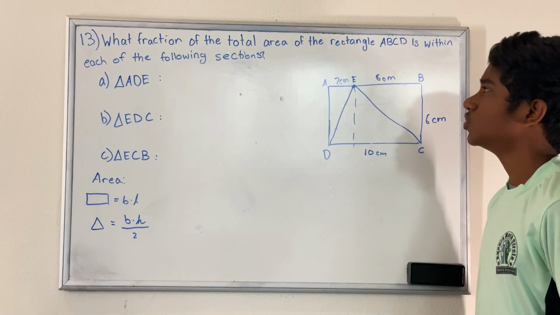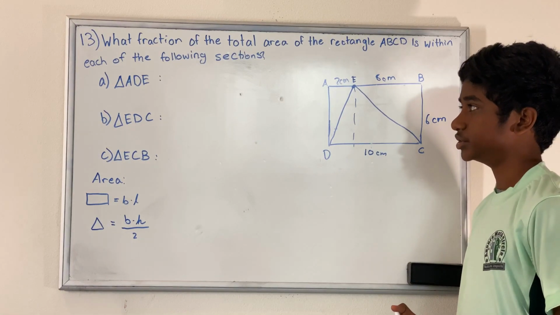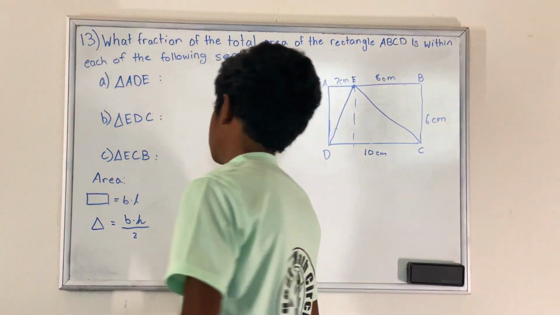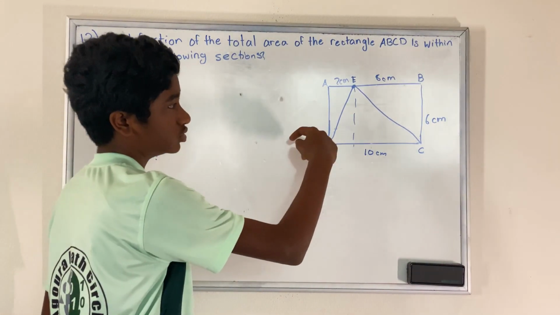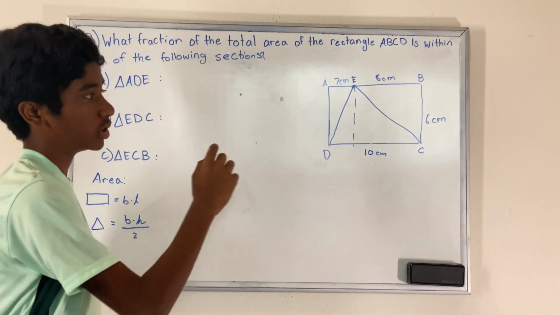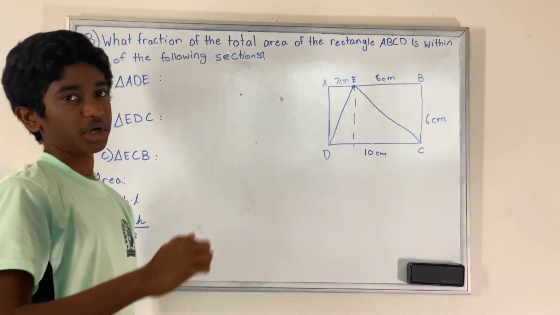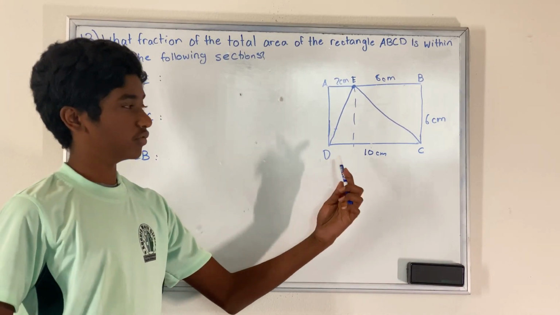Problem number 13. What fraction of the total area of the rectangle ABCD is within each of the following sections? So to solve this problem, we had to find the area of the rectangle and then the area of each of the triangles. We're supposed to divide the area of each of the triangles by the total area of the rectangle. So first, let's solve for the area of the rectangle.